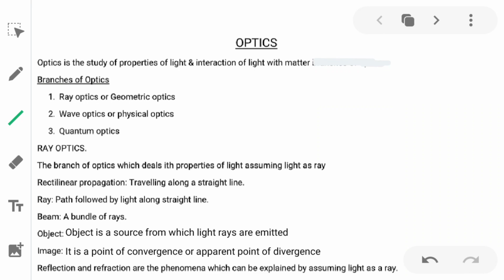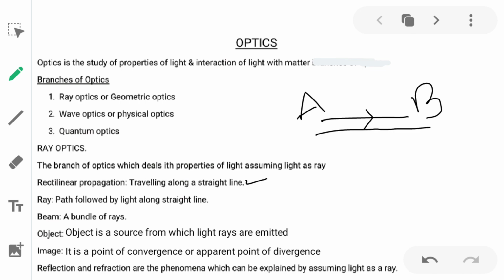Now, what is a ray? When light travels from one point to another point, from point A to B, it follows a straight line path. And this property of light is called rectilinear propagation. Traveling along a straight line is called rectilinear propagation of light. The path followed by the light along a straight line is called a ray of light.